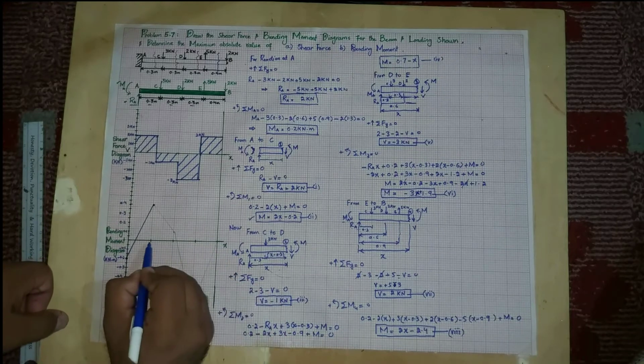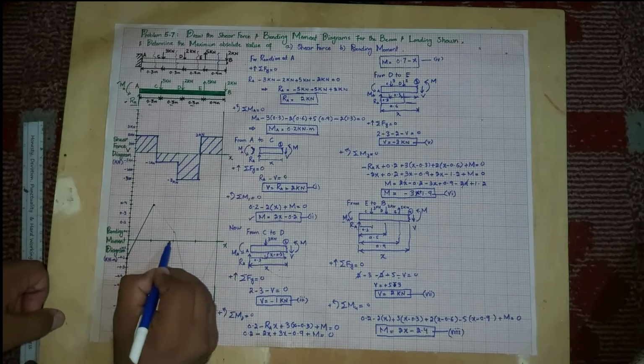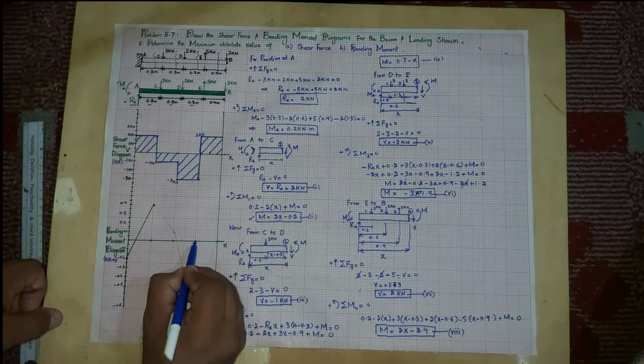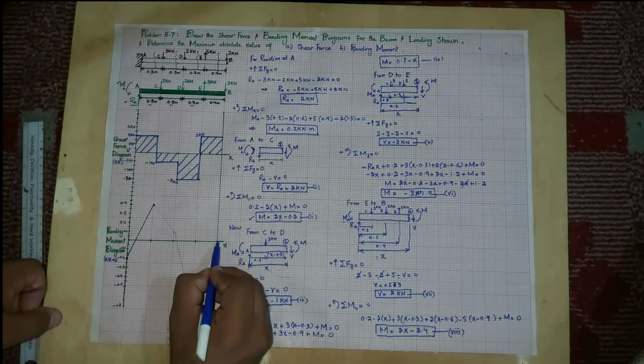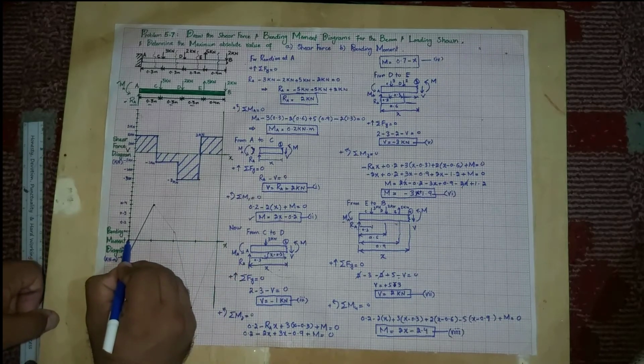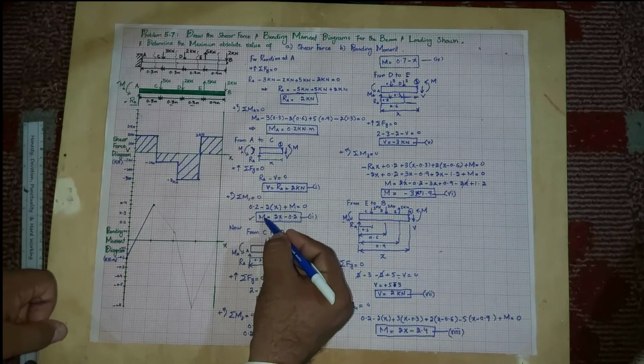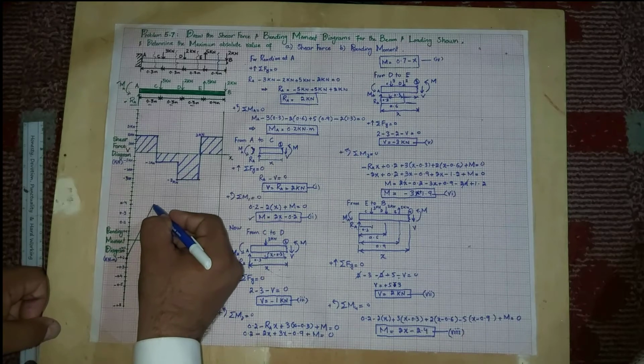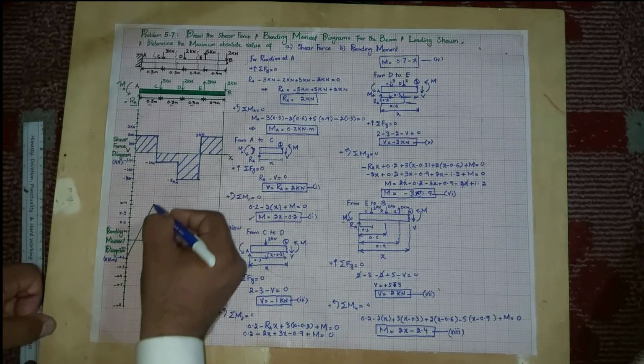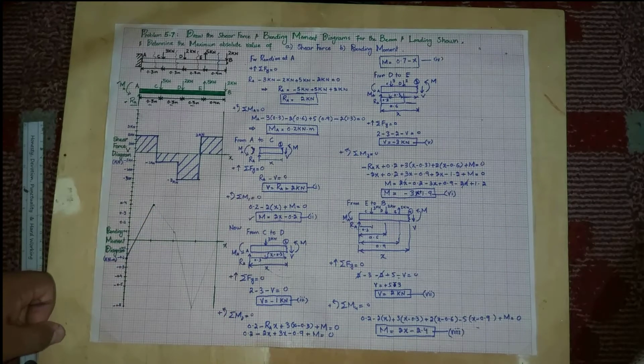Clear? So this is 0.3, from this point to this point 3, this total from this point to this point is 0.9, and from this to this point it is 1.3. So at any value of x you can calculate the value of moment and you can plot. So by the end you will get this same line. We will also check at the end.